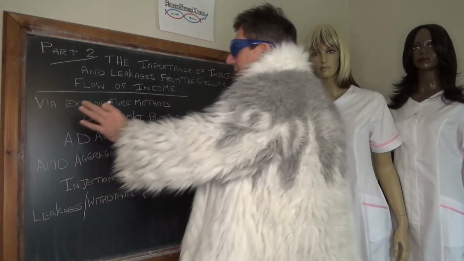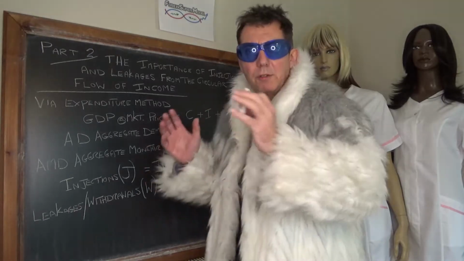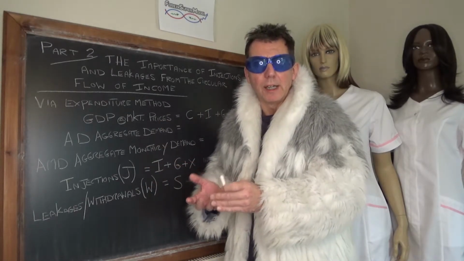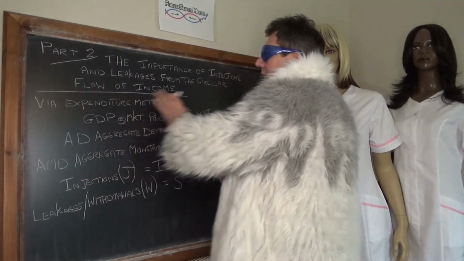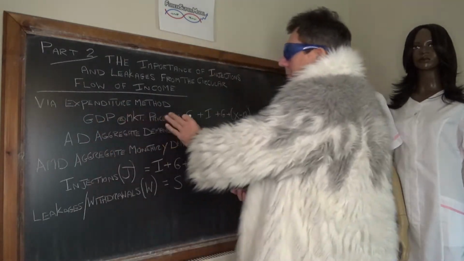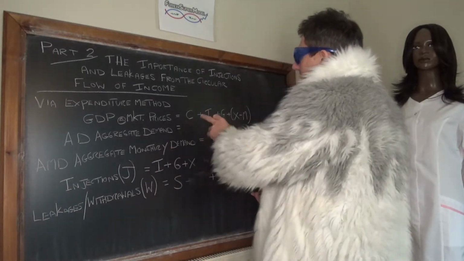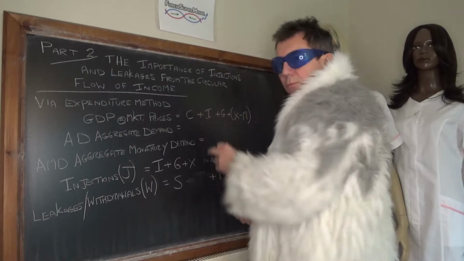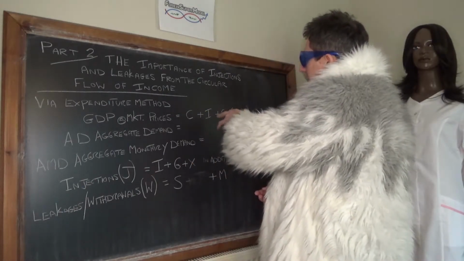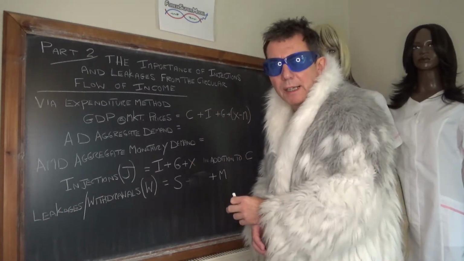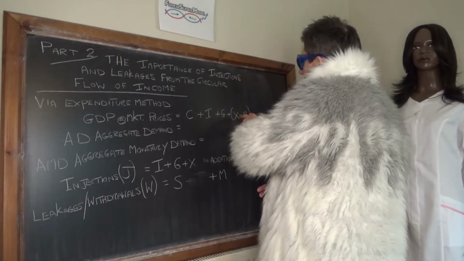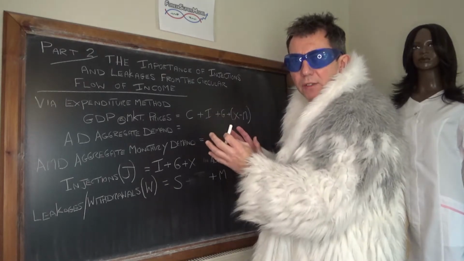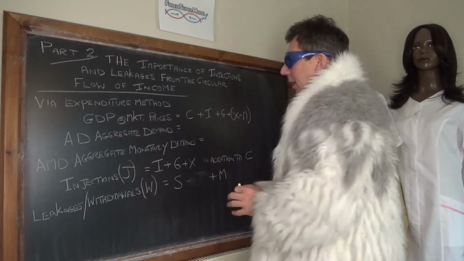Right, so if you remember, there are 3 methods of calculating GDP: expenditure, income and output. This is via the expenditure method then. GDP at market prices equals C plus I plus G plus X minus M, where C is consumption, I is investment, G is government spending, and X minus M is exports minus imports. So that's the net effect of external trade, the balance of payments, if you like.